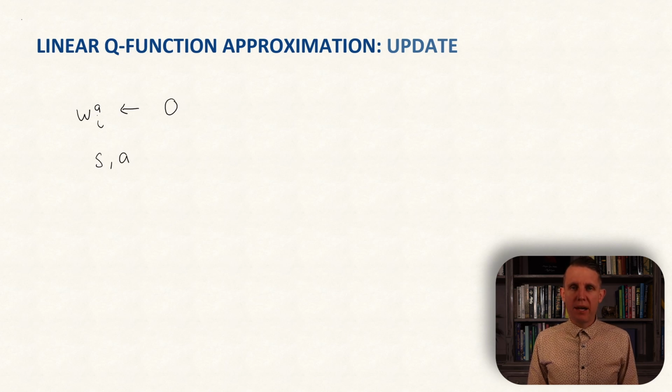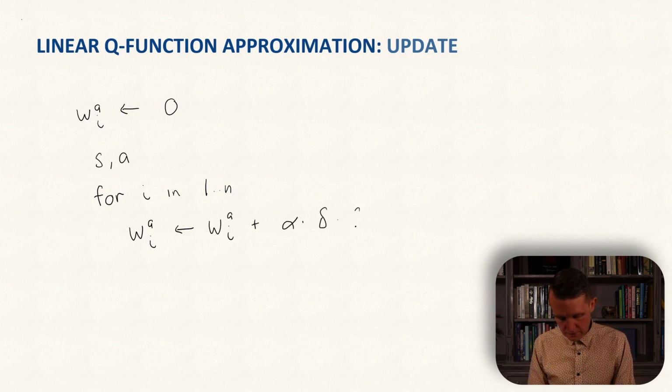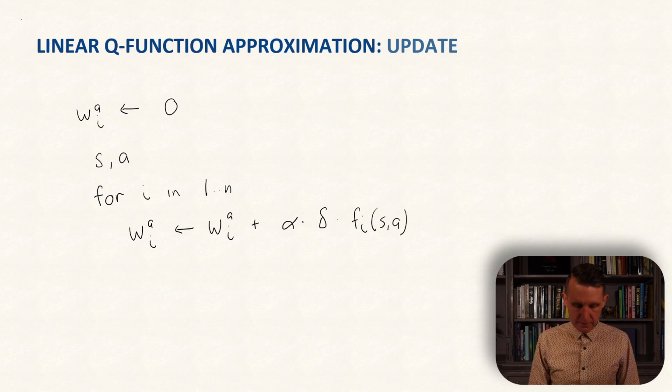We now have to do an update for that. Instead of updating the Q table, what we're going to do is update the weights. The rule for the update looks like this. For each weight i in 1 to n, we update the weight i for action A as follows. So the same as before, we've got a learning rate alpha, and we're going to weight new information alpha and old information 1 minus alpha. But it's the new information and how we use it that's different here.